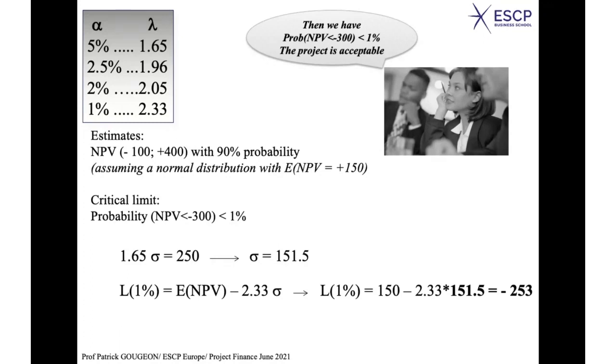Okay. So again, the first step would be to calculate the implicit standard deviation. Then you take 2.33 because your limit alpha percent is 1%. It's exactly like before, and you find 2.33. And the project is again acceptable because we find a kind of earnings at risk of minus 253, which is bigger than your limit, which is minus 300.